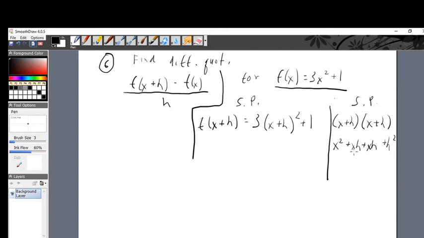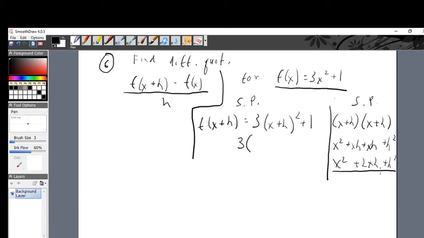That's FOIL. What's this equal to? x squared plus 2 of these, xh, plus h squared. So that is what I get from my scrap paper work. Now I can come back here. This is equal to, I'm going to move a little bit to the left because I need the room, 3 times x plus h squared. What's x plus h squared?